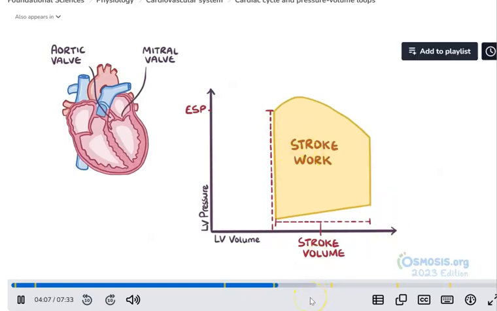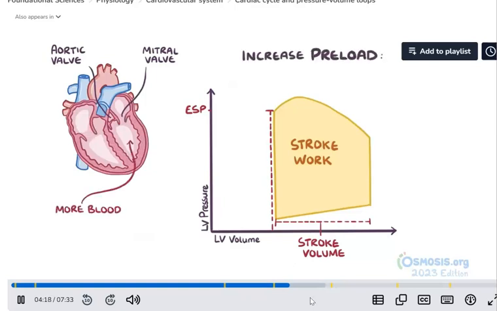Okay, so now we know what a normal pressure volume loop looks like, but let's go ahead and change some stuff up and see what it looks like now. First of all, let's increase the preload by adding more blood to the left ventricle during diastole. That means that during diastole, this bottom line goes further, and that increases the end diastolic volume. And then, because of the Frank-Starling relationship, there's a nice big strong contraction.